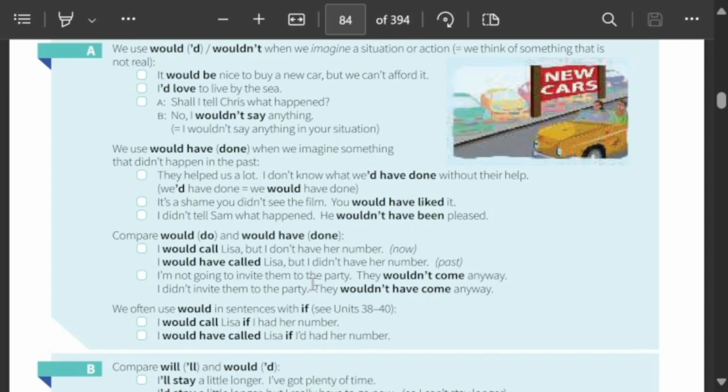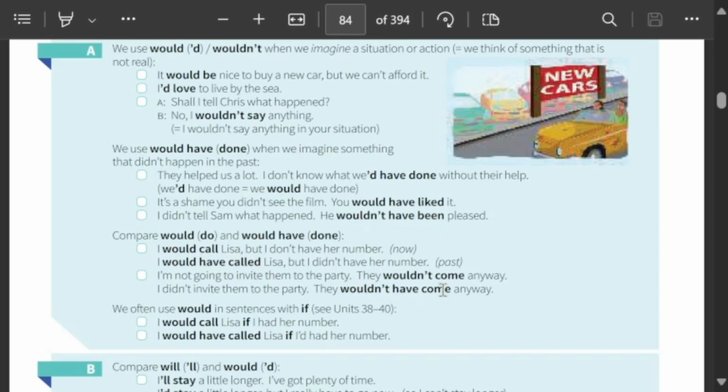Now, I would have called Lisa, but I didn't have her number. This is the same situation, but in the past. I would call right now. I would do that. And I would have called is in the past. You see? Both of them show a situation with contrasting information: I don't have her number now, this is why I don't call her. And I didn't have her number in the past, this is why I didn't call her.